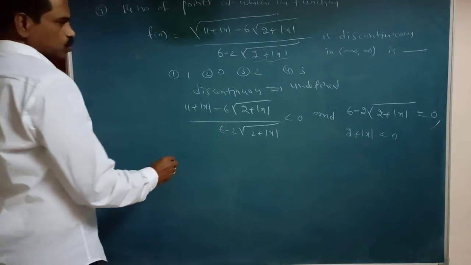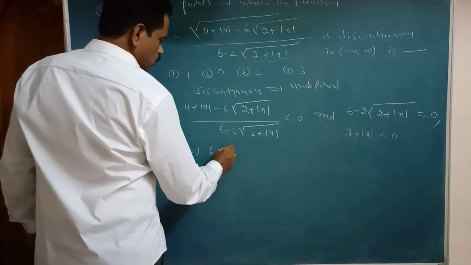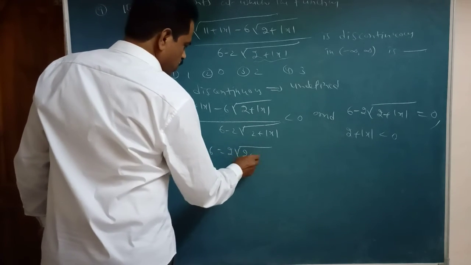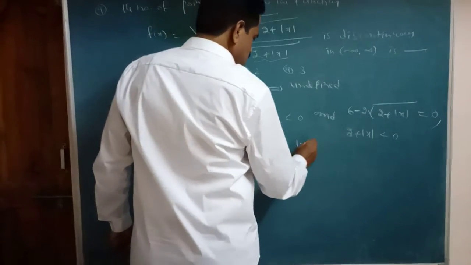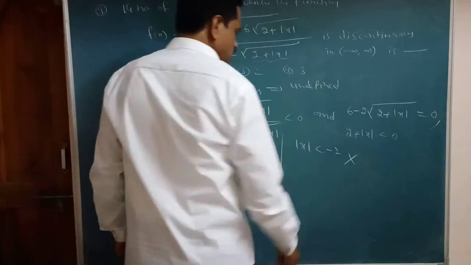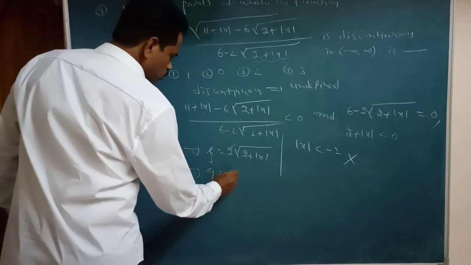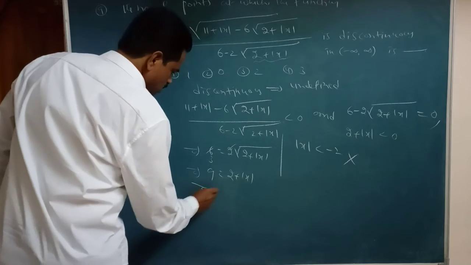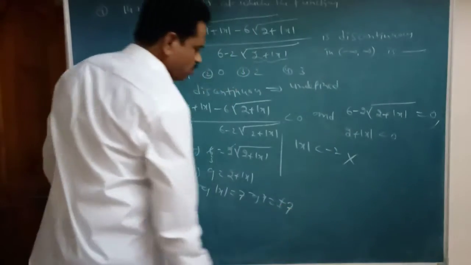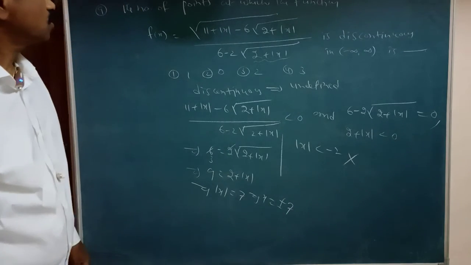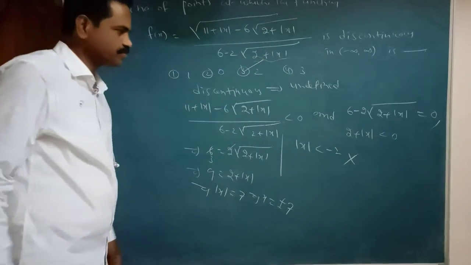Here 6 minus 2, so squaring on, here 6 equal to 2 into under root 2 plus mod x, the 2 3 are cancelled and here mod x is less than minus 2. It is not possible here. Here squaring on both sides, 9 equal to 2 plus mod x, then mod x equal to how much here? 7, then x equal to how much here? How many values here? 2 values. So how many points? Number of points are 2. So third option.